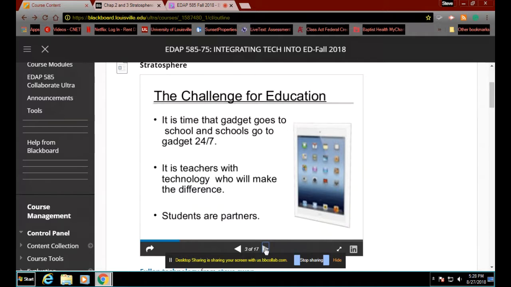It is time that gadgets goes to school and school goes to gadgets 24/7. It is teachers with technology who will make this difference. Students are partners. Boy, this is an old mantra. It's been around forever.